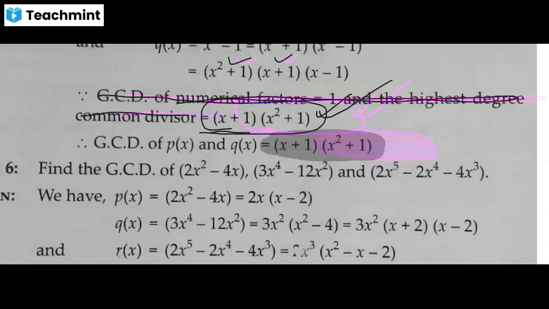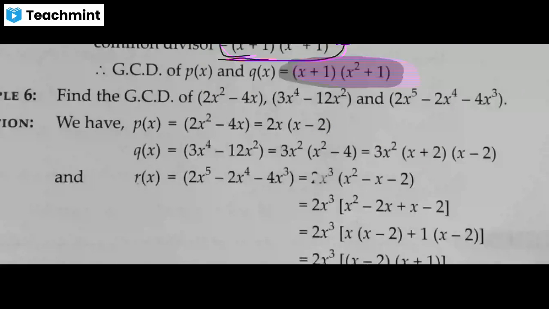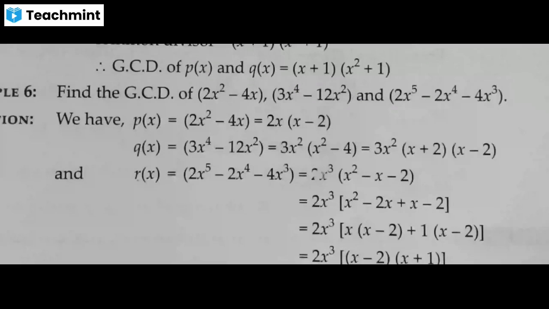So if you check one more example here, in this question, find the GCD of 2x square minus 4x, comma, 3x to the power 4 minus 12x square and 2x to the power 5 minus 2x to the power 4 minus 4x cube. Do you find any change, something new from whatever we have discussed today?